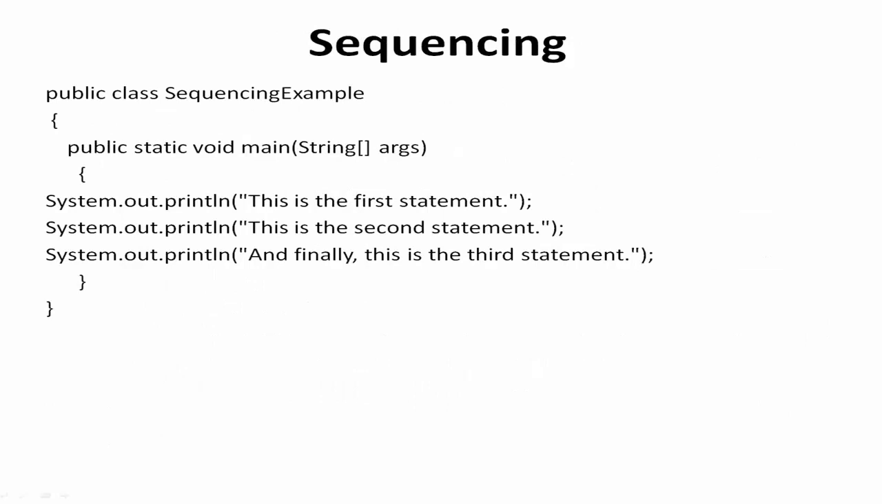Sequencing. For example, if you want to print three particular statements, this is the first statement, this is the second statement, and this is the third statement. Instead of printing first, second, and third each time, you can use a for loop or while loop to print them as many times as you want. So here sequencing means a sequence of statements will be executed. If you want iteration, then you will be using loops.